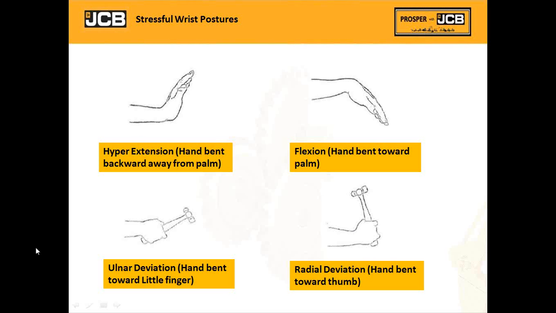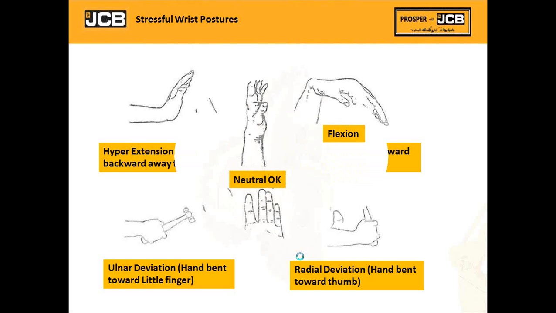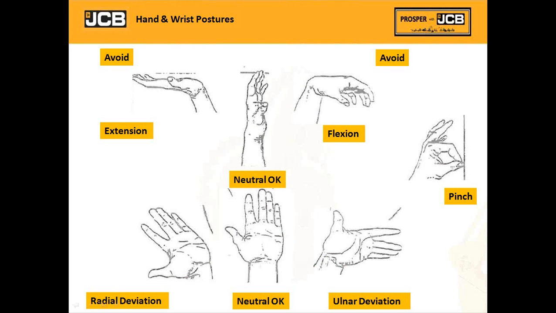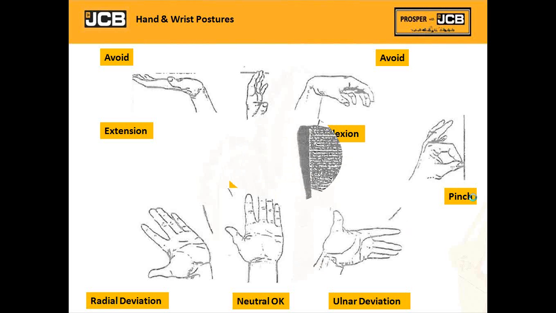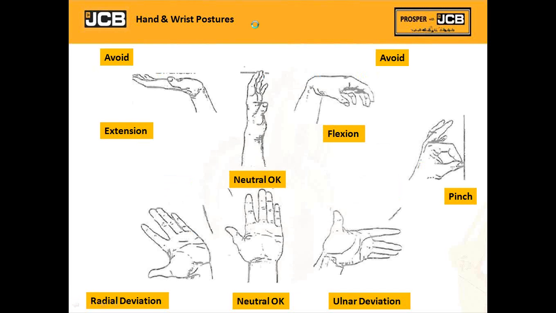So these are the postures that we have to identify at the shop floor, and see how we can provide the comfort of keeping the wrist in the neutral position. The center position is what is desired, and we have to avoid postures like this where the hand is bent. Here the hand is bent, here it is bent, and again we have to avoid the pinch grips. So these are the stressful ergonomic positions with respect to hand and wrist postures.